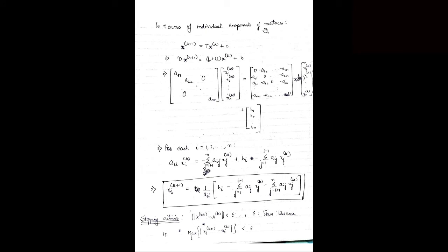If I write it down in terms of individual components, I get x^(k+1) equal to T x^k plus c. If I expand, this is D x^(k+1) equal to (L plus U) x^k plus b. So this is what my D is, this is my L plus U. And if I expand, then for each i equal to 1 up to n, this is my iterative technique.